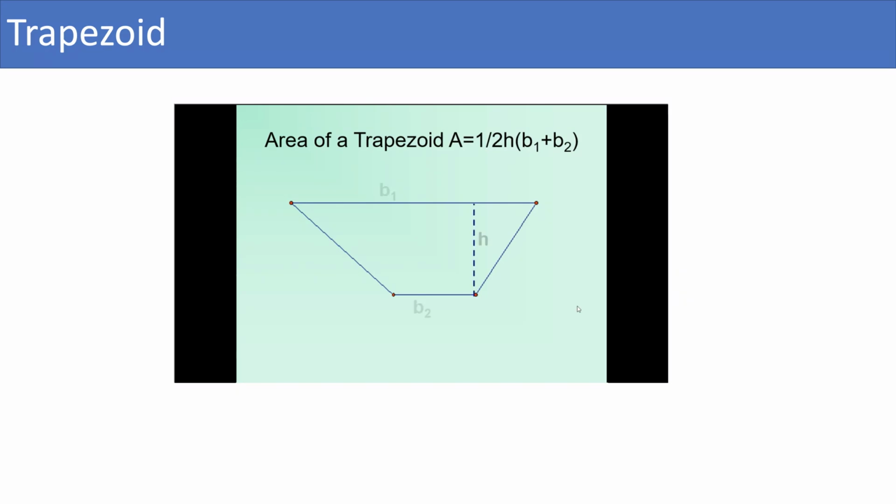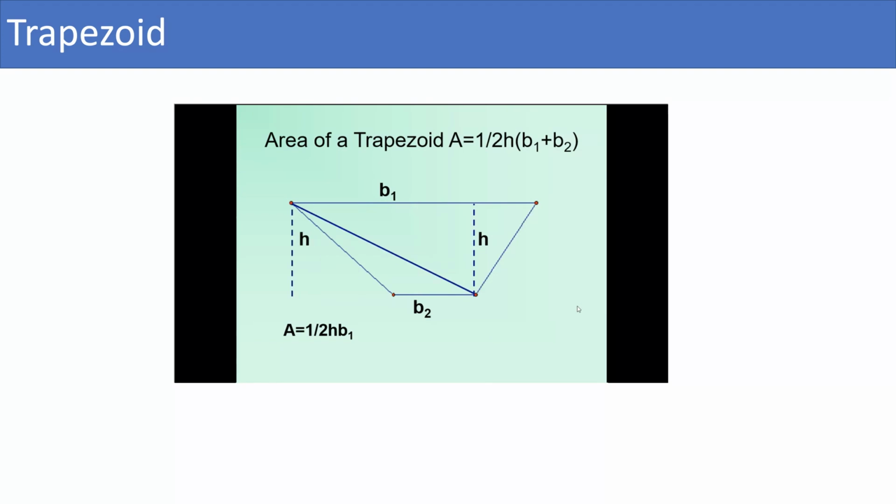So here's our height, and here are the two bases, the top and the bottom, the parallel sides of the trapezoid. Now to derive this formula, we can take and break our trapezoid into triangles. If we find the individual areas of the two triangles, we can add those together to get the total area of the trapezoid. So here's our first area, 1/2 h times b1, the top base.